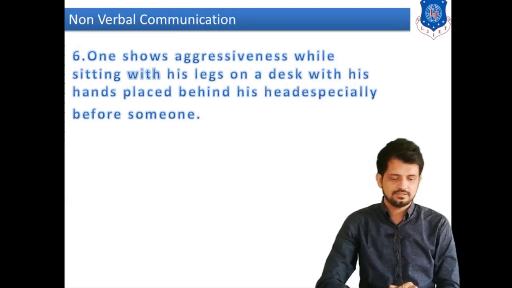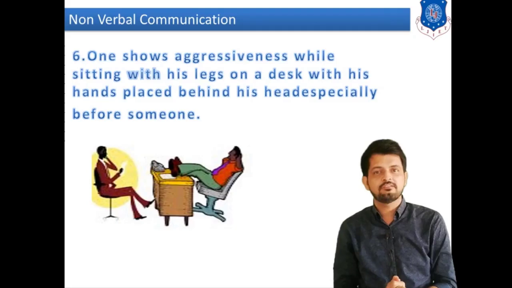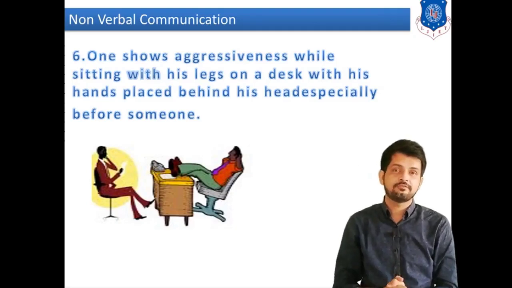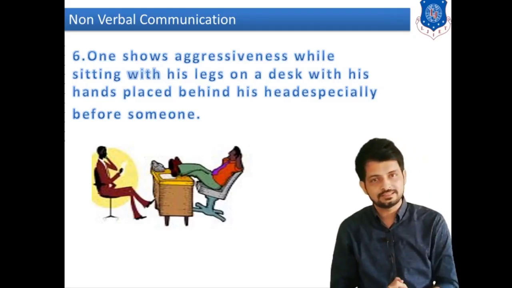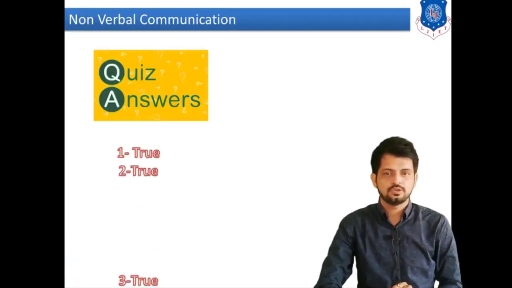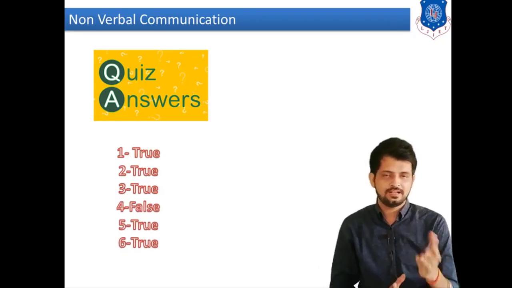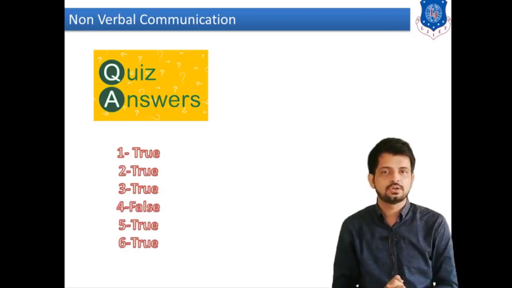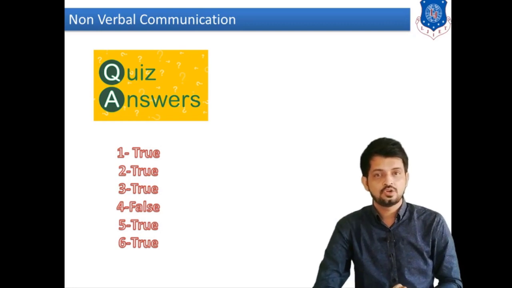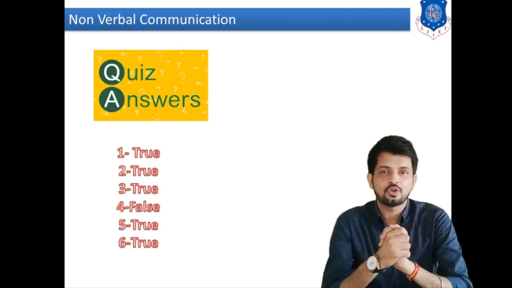And the last one, it is obvious. It will show aggressiveness. Even if you are not saying anything, if you are sitting like this, then it is showing aggressiveness. So again we can say this is true. So you check all your answers. Only the fourth one is false and all the rest of the answers are true. On the basis of this you can check how good you are at understanding non-verbal communication.